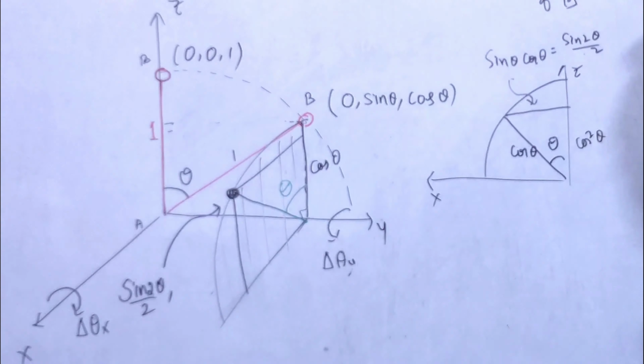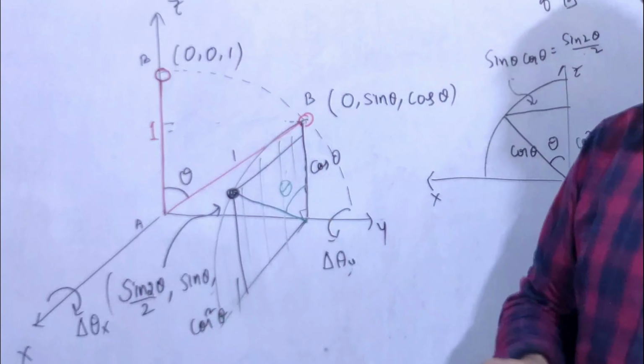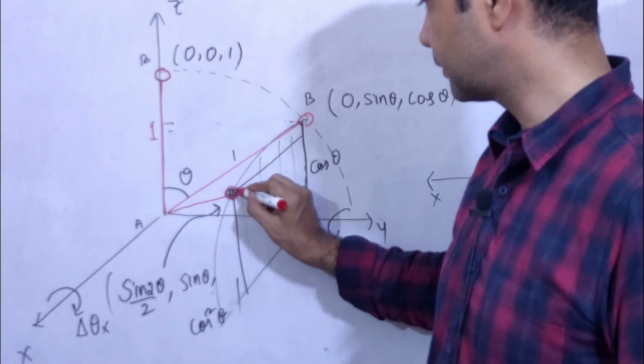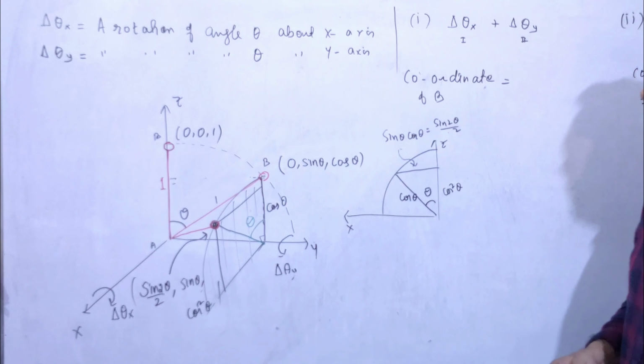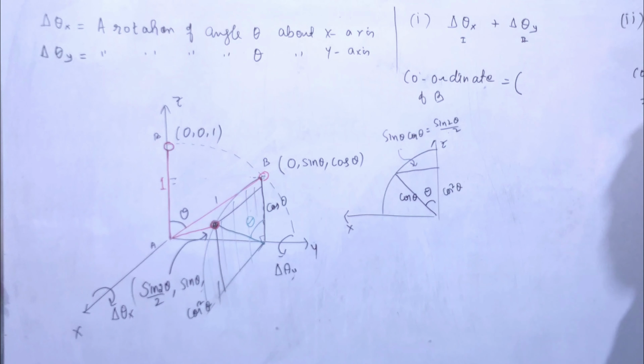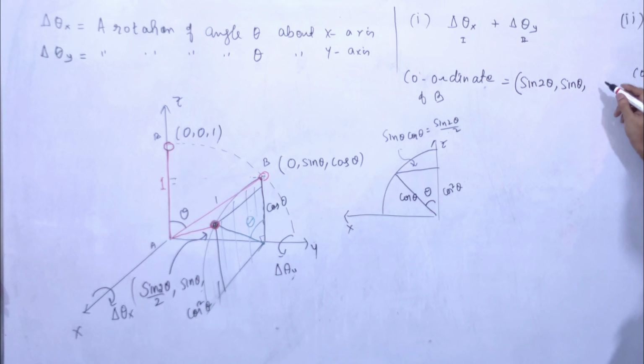So this point has arrived here, and because we know that this point remains fixed, overall the rod has arrived at this position. So after these two rotations, the coordinates of the B point have become sine 2 theta by 2, sine theta, and cos square theta.